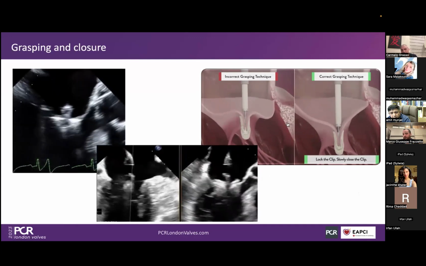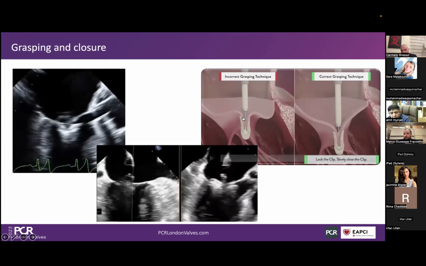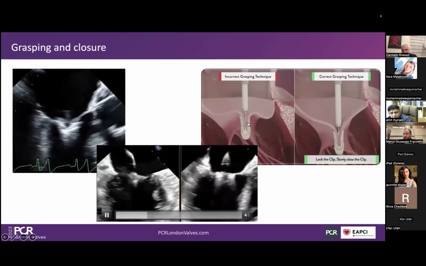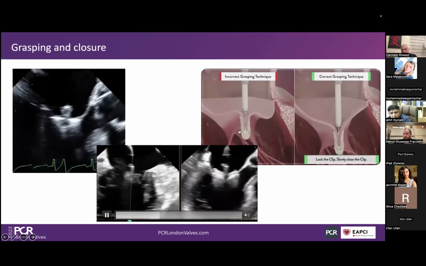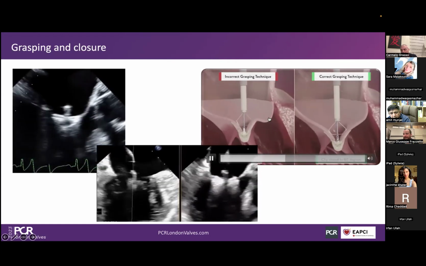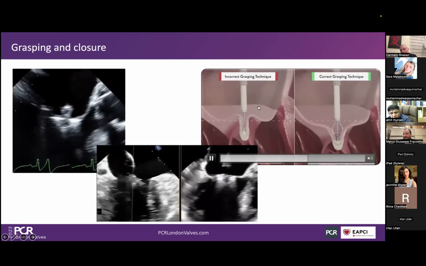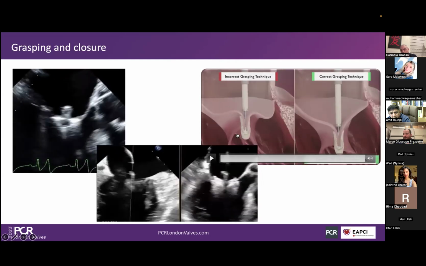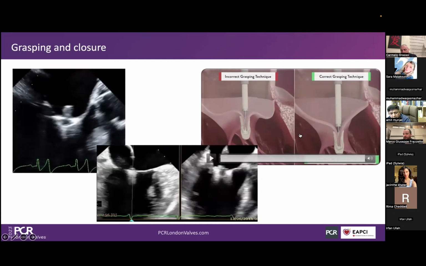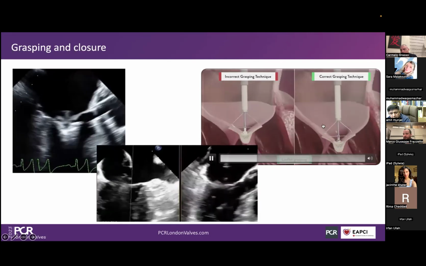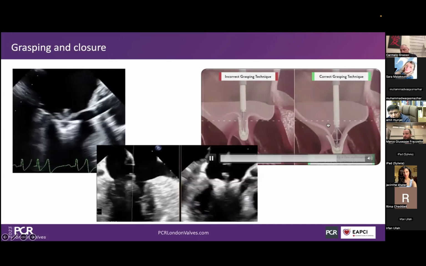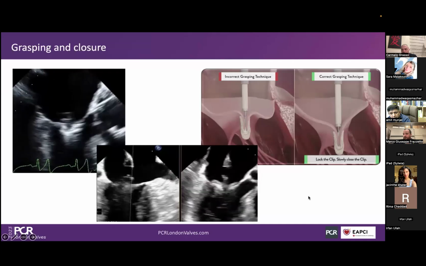One important thing is not to go too high with your clip. So you can see in the animation, okay, start again, that this is not a good position. When you close, you are just above the mitral valve plane, and this is no good because you have a lot of tension on your leaflet. As you can see in the right panel, this is the correct grasping technique, in which you have the leaflets without any stress, without any tension, and we are below the mitral annulus, mitral valve plane.